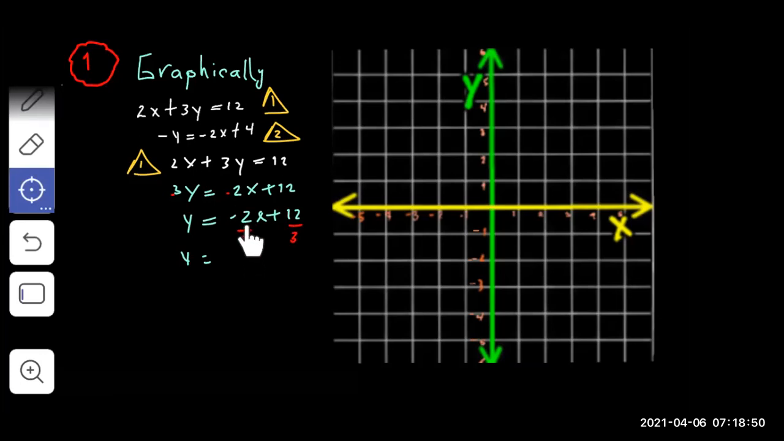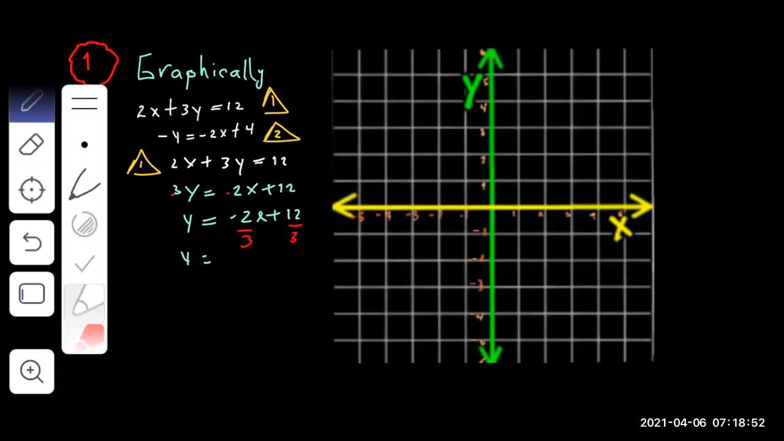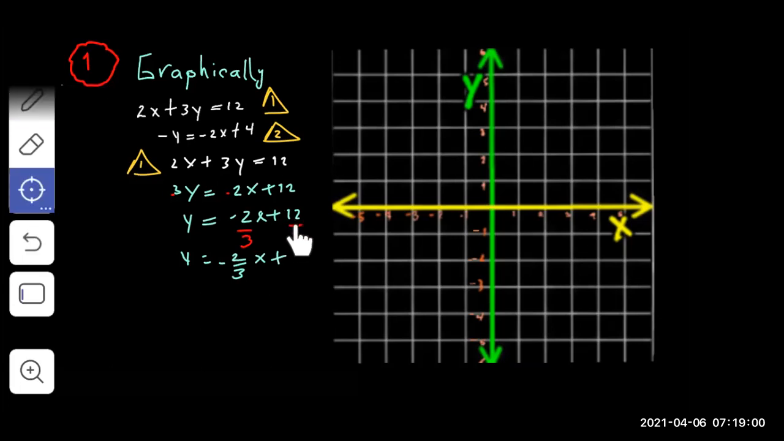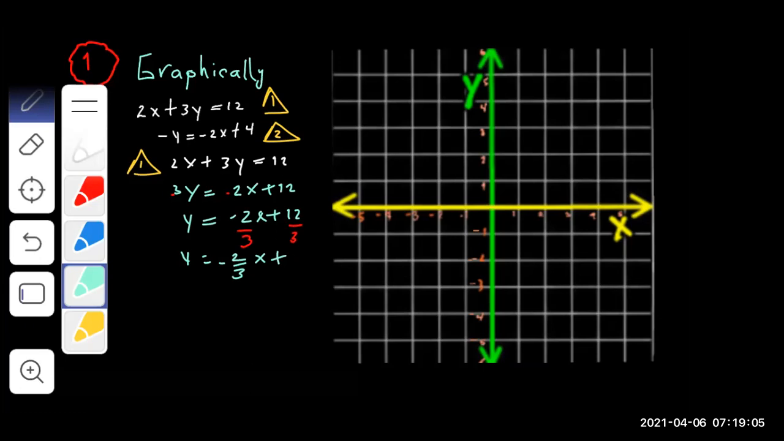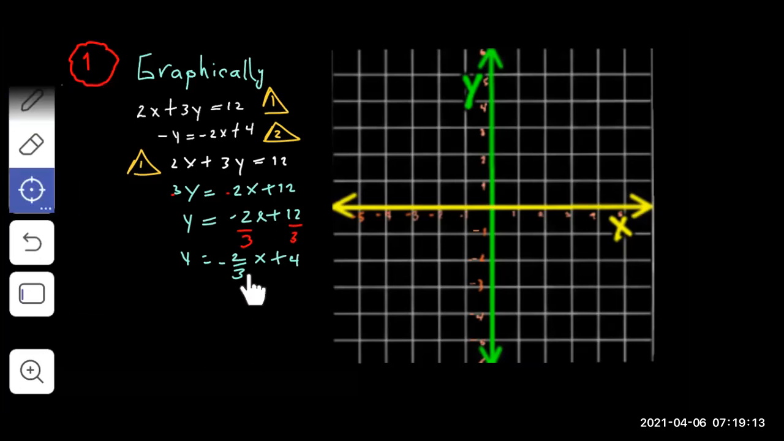Take a look, this negative 2/3 of x is the same, I just copied that. Negative 2/3 of x. And this 12 divided by 3, can this be simplified? 12 divided by 3 is 4. Correct. And that's what we got, guys. This is what we got. This is my first equation.